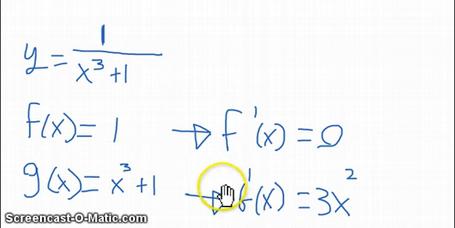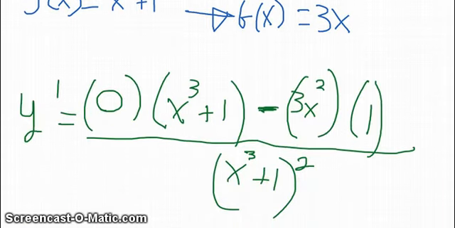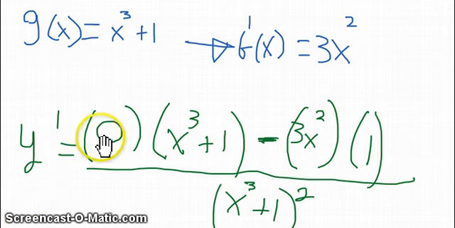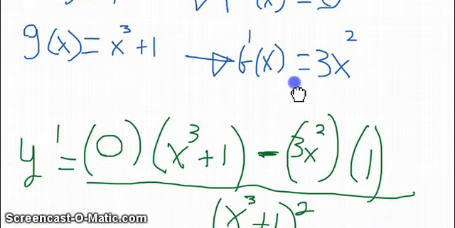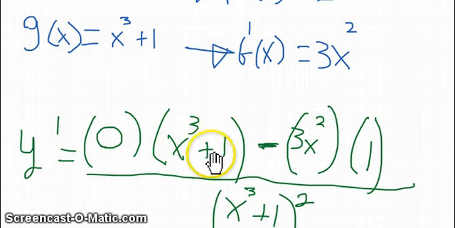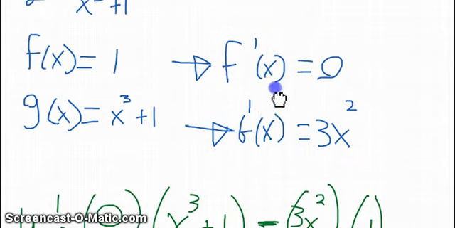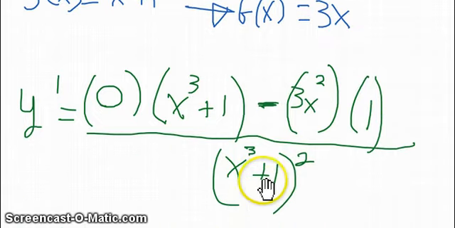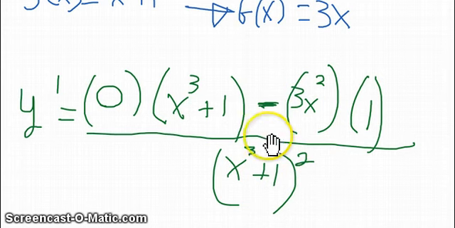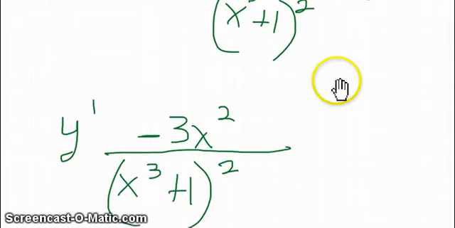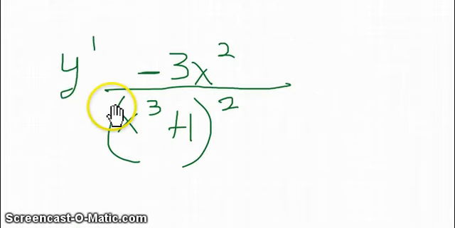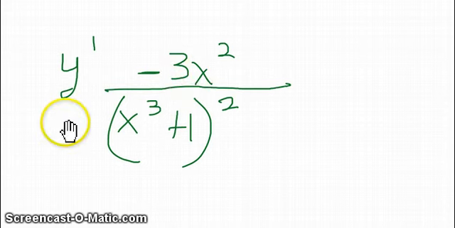So now with all these four pieces of information, you can plug these into the formula. So you would get y prime equals 0, because that is f prime of x, times x cubed plus 1, as that is g of x, minus g prime of x, which is 3x squared, times 1, which is f of x, all over g of x squared. Now you can simplify this because there is a multiplying by 0 and a multiplying by 1. So if you simplify this, you would end up with y prime equals negative 3x squared over x cubed plus 1.